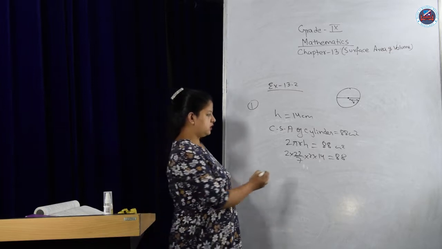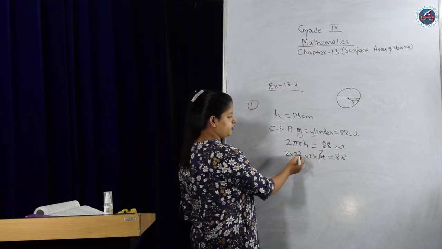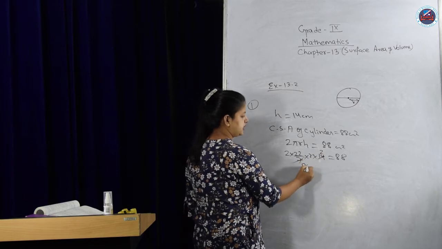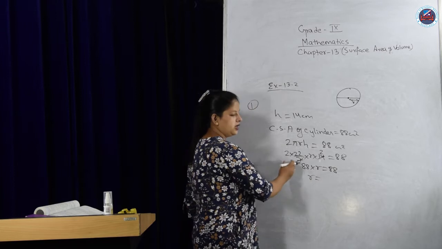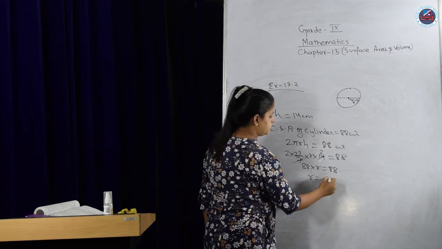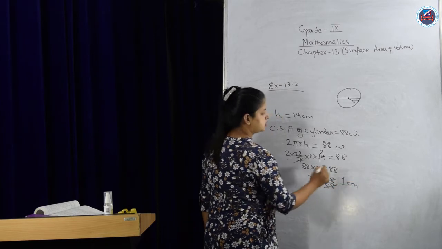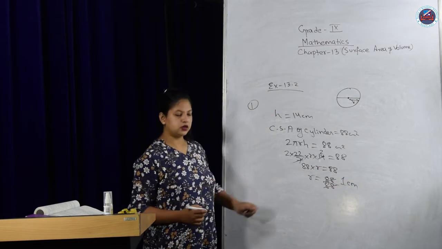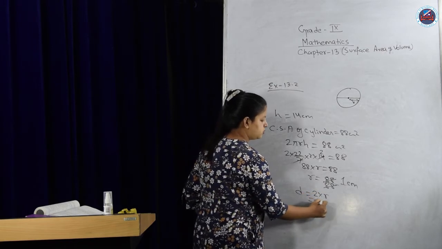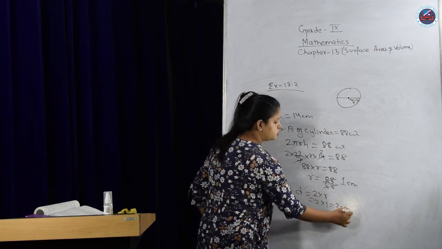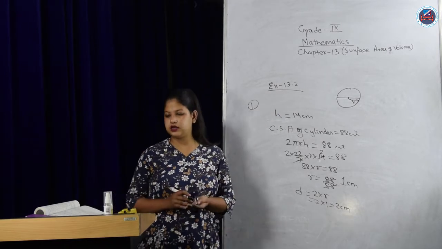Here 7 can cancel 14: 7 2s are 14. Now 22 2s are 44, and 44 into 2 is 88, into R is 88. Let R be here and 88 will divide 88. So 88 by 88 is 1 centimeter. That means the radius is 1. So what would be the diameter? 2 times R, so 2 into 1 is 2 centimeter. Clear? This is how we calculate.